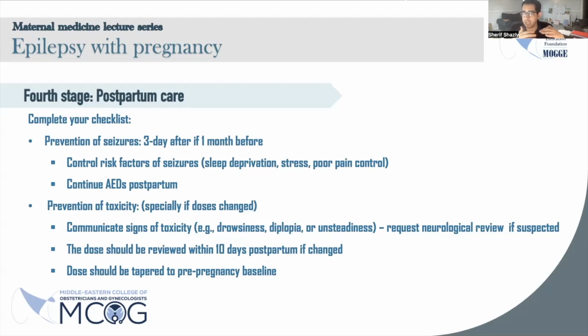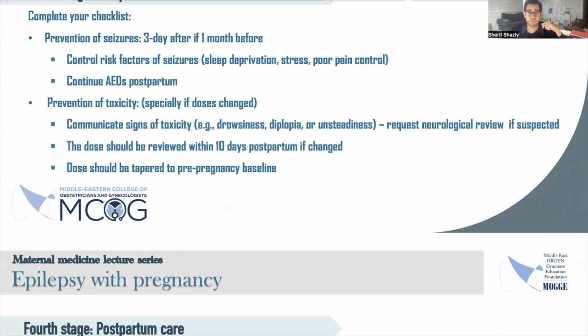If she has to go down from a higher dose to a lower dose, that should be done slowly, as agreed with a neurologist, to be sure that there's no sudden drop bringing her into seizures as well. So this is very important, and this is definitely your responsibility.